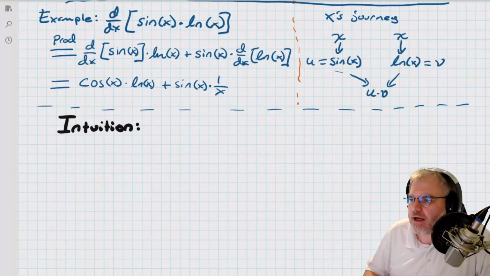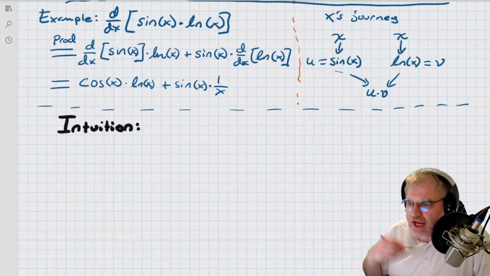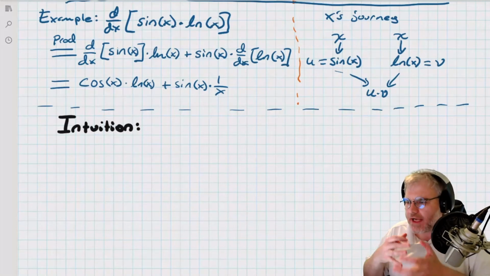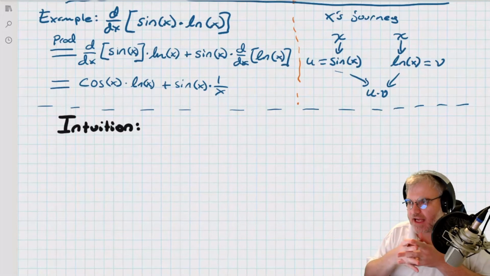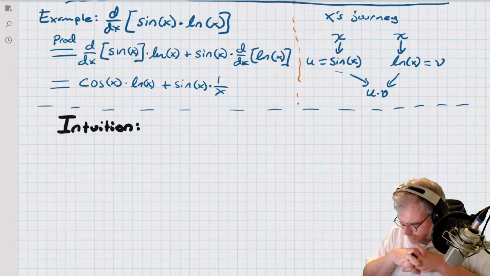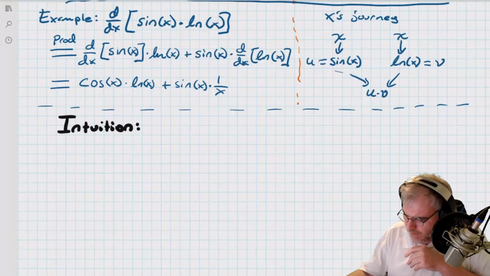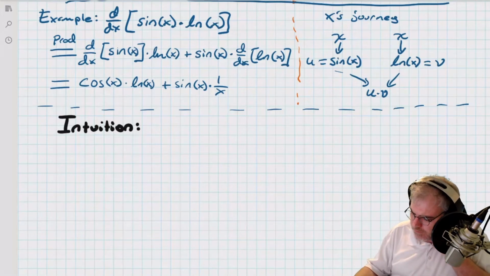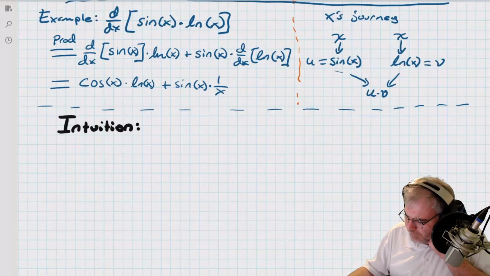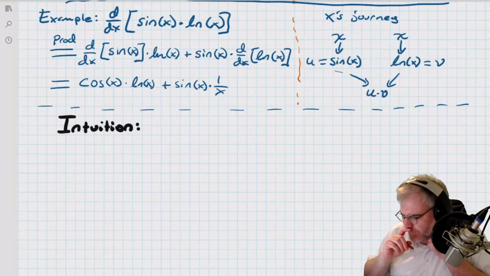Okay? So I've got this u and this v that both move with x. And now what I want to do is look at what happens to them together. Now, the sum rule, you just add the derivatives. But what happens when I nudge x here?